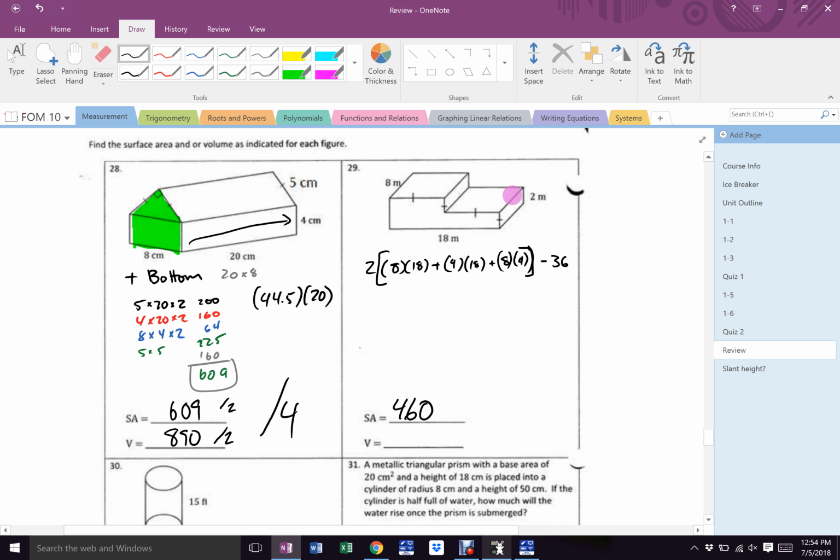And then volume, there's two things you could do. You could do the whole thing minus this part, or you could find this area, because that's the base, and multiply it by 8. That's what I would do. So that is 4 by 9, and this is 2 by 9. Which is 36 and 18, which is 54 times 8, which is 432. Again, each are out of two for a total out of four.